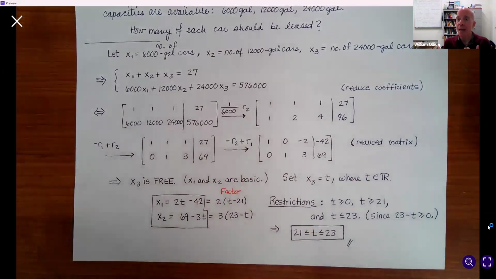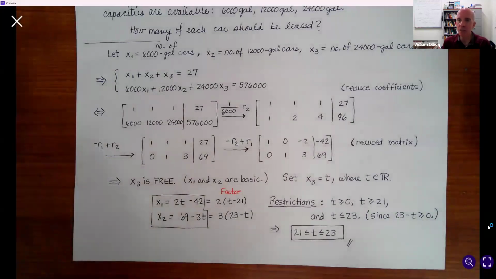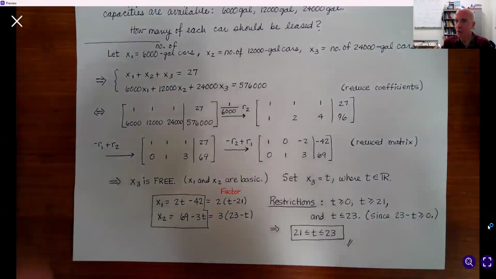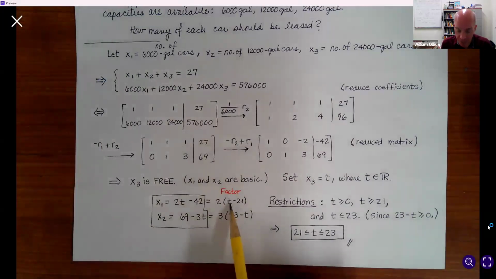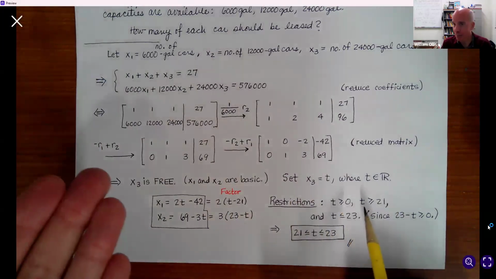Now, with the applications, of course, infinitely many doesn't always ring true, because we need the values for x1, x2, and x3 to be non-negative. They certainly couldn't have negative values. That would make no reasonable sense for the problem. So when we think about this, for x1 to be non-negative, what do we have? t minus 21 is greater than or equal to 0, or t is greater than or equal to 21. Of course, t must be greater than or equal to 0 just by the given.